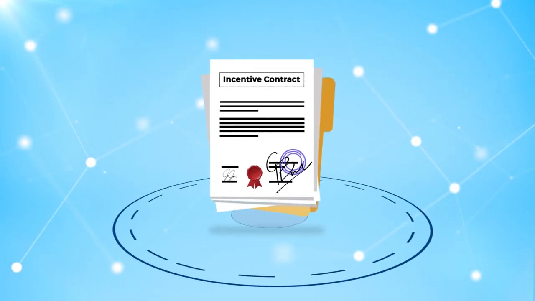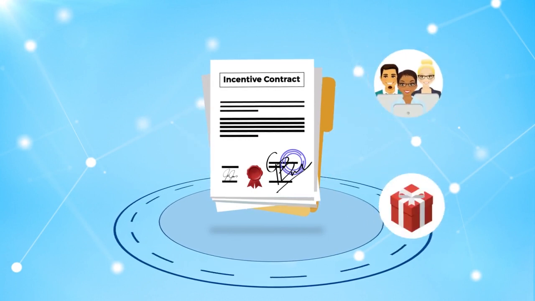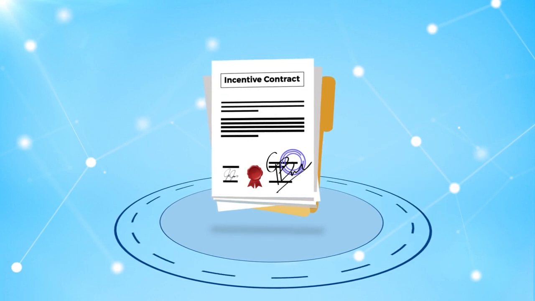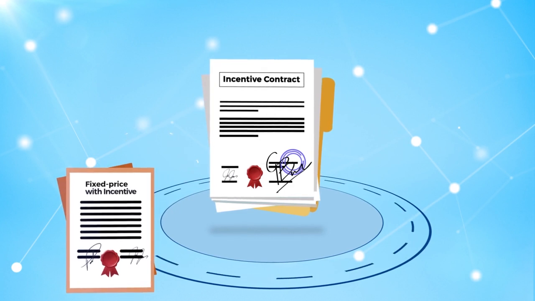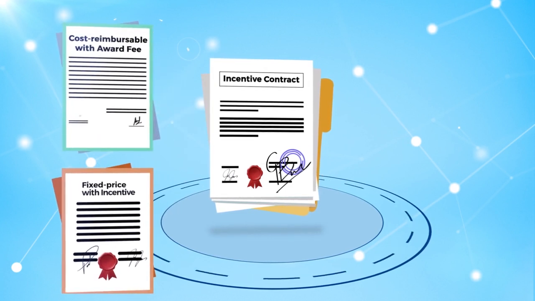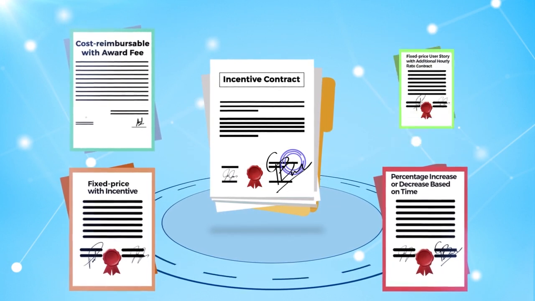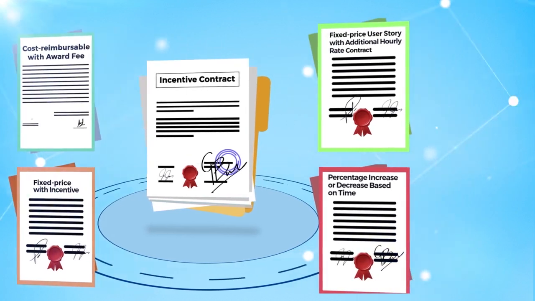An incentive contract can also be used and can motivate a development team by offering rewards for good performance. The types of incentive contracts include fixed price with incentive, cost reimbursable with award fee, percentage increase or decrease based on time, and a fixed-price user story with additional hourly rate.